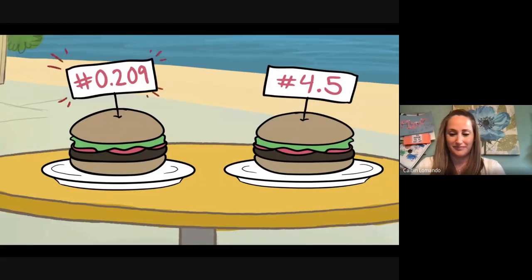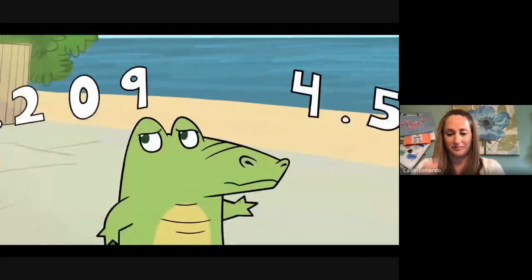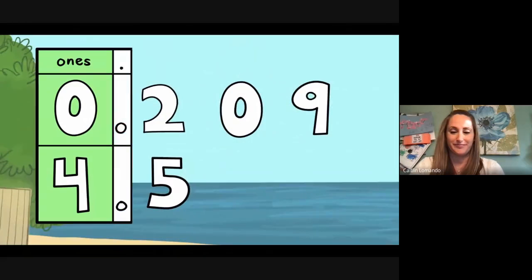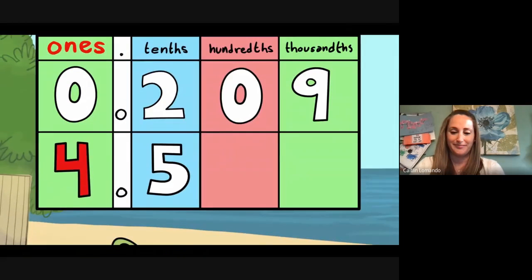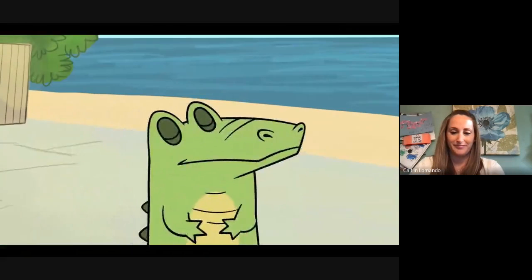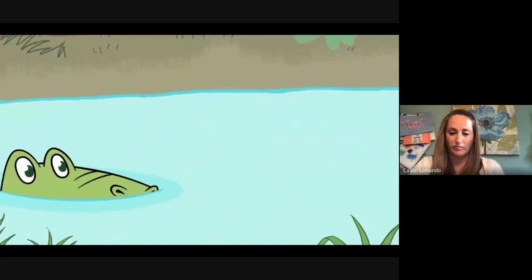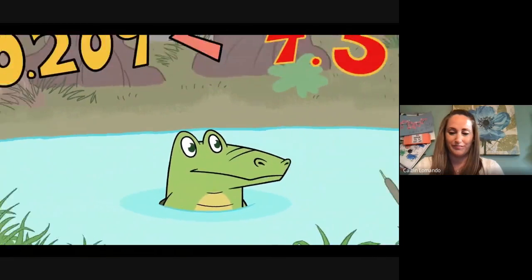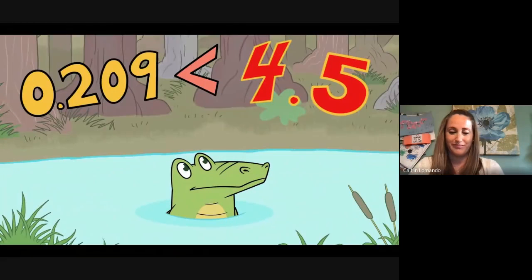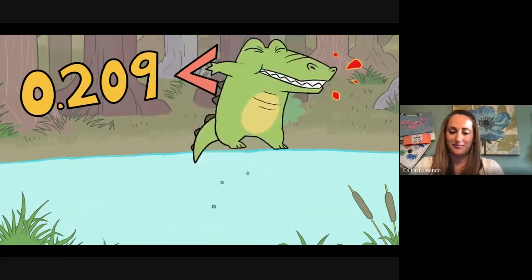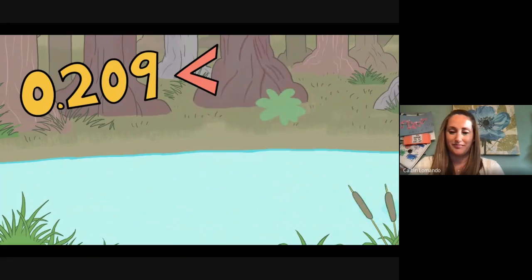209 thousandths and 4 5/10. The gator eats the one with the greater contents. He looks at the place values from left to right, wants the greatest one's place, so he takes a big bite. The hungry alligator eats the value that is greater. The value that is least is never part of his feast.